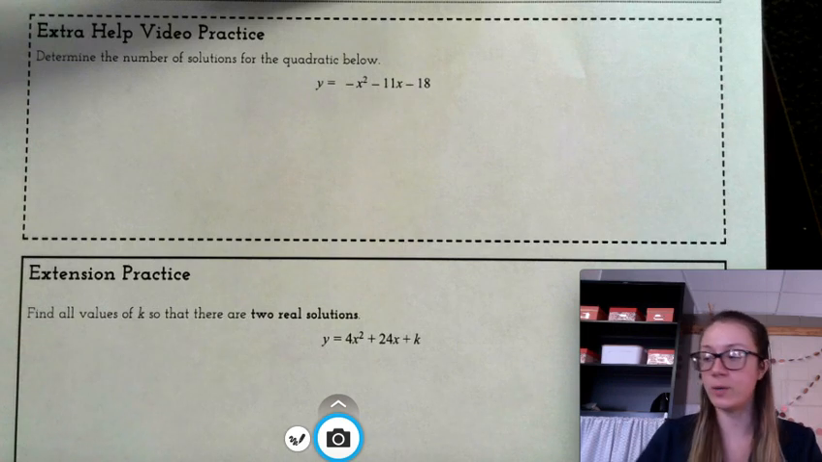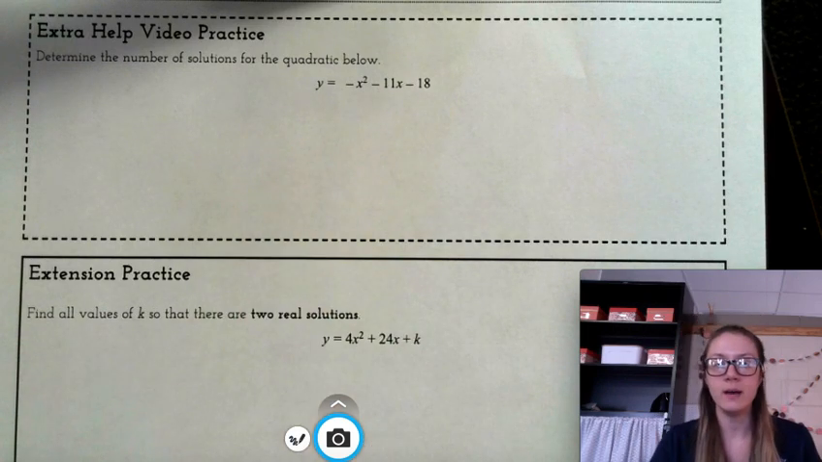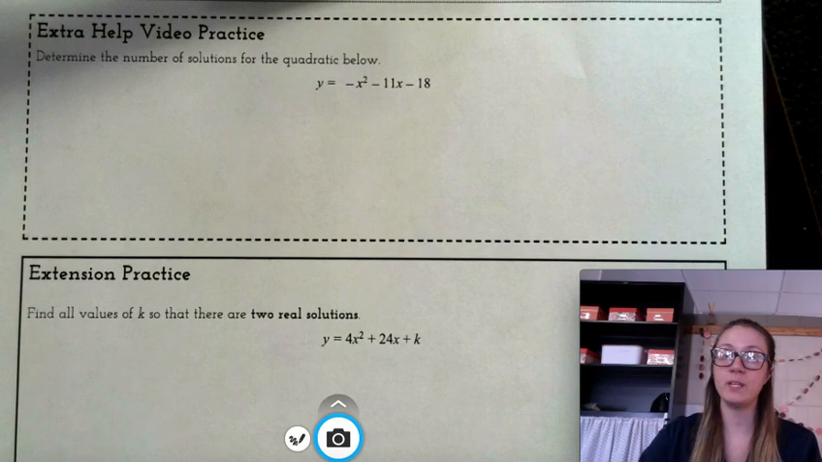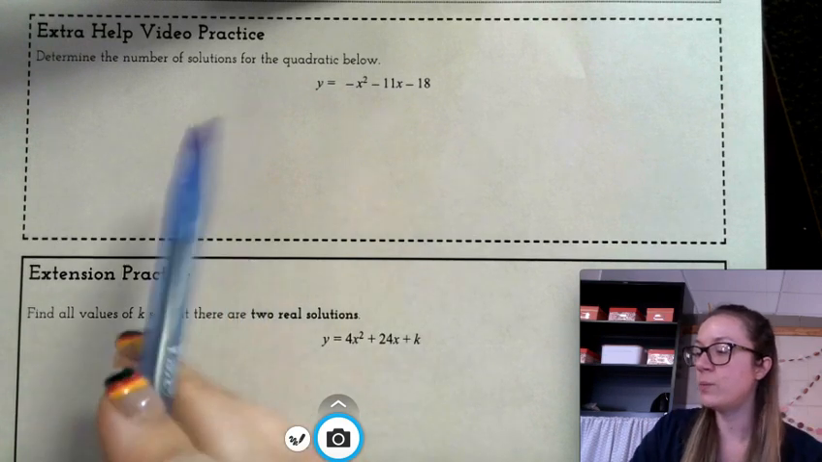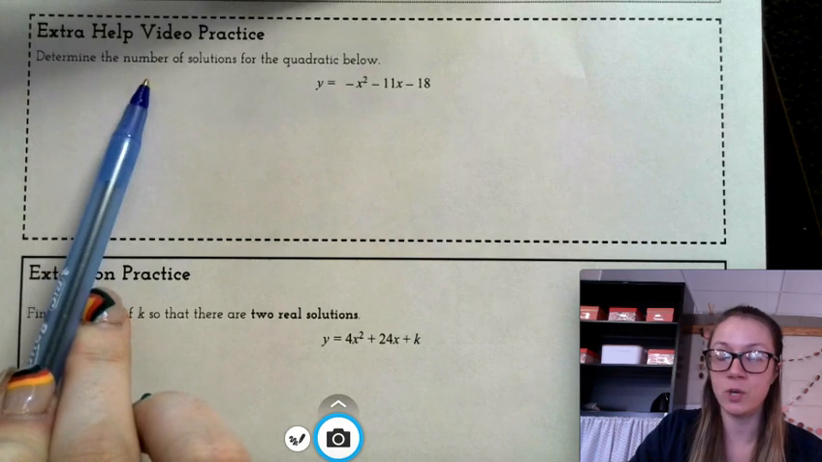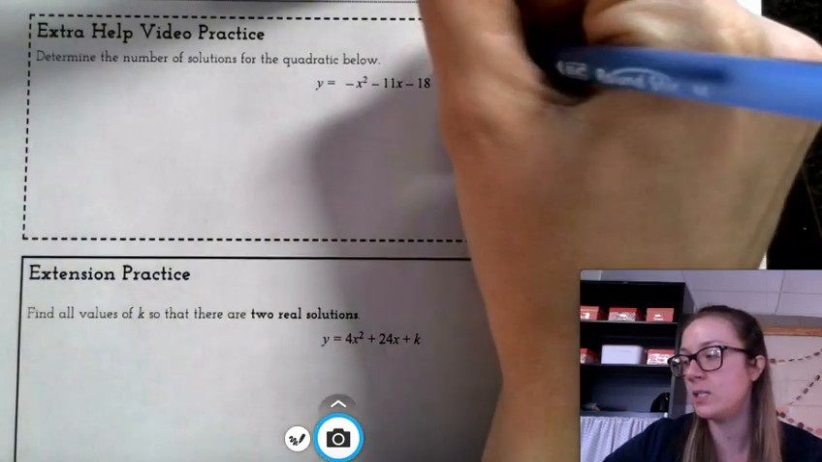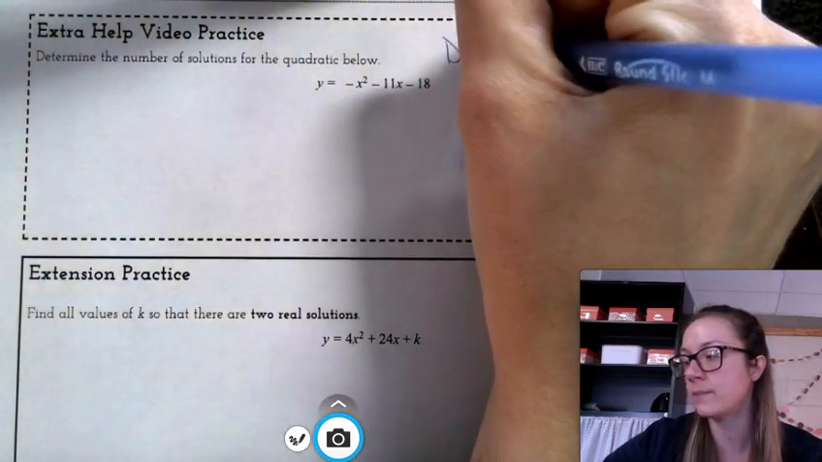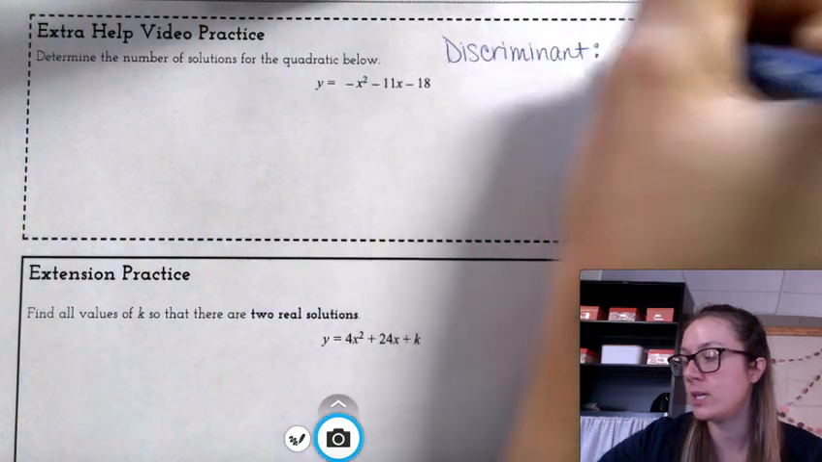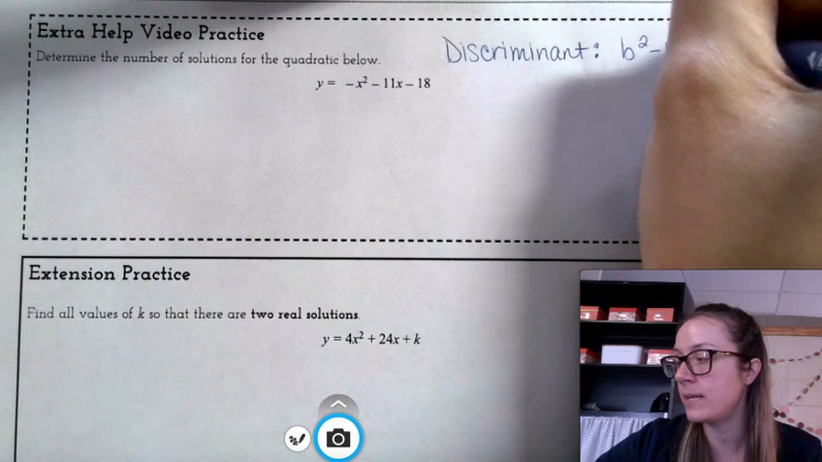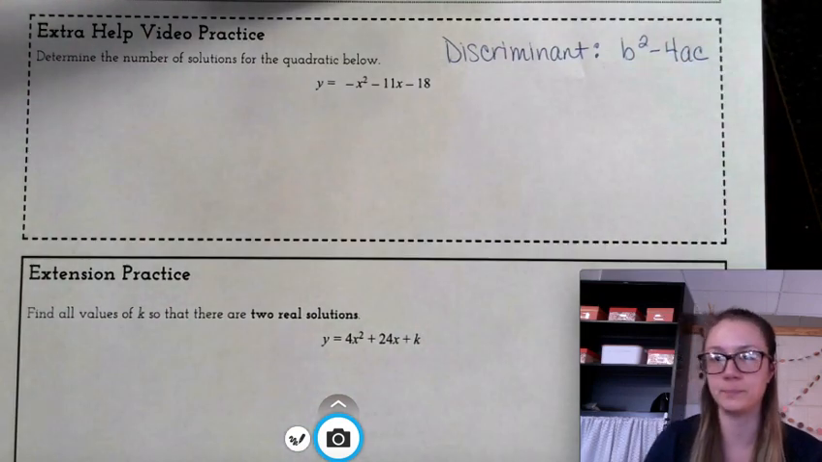We're going to go through one more question for the extra help video, and this question says to determine the number of solutions for the quadratic below. So when we are finding out how many solutions a quadratic can have, we need to look at our discriminant, which is b squared minus 4ac.